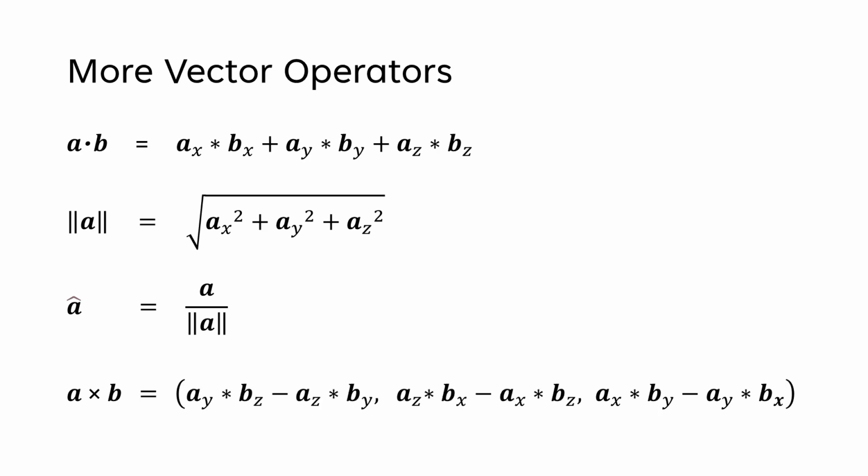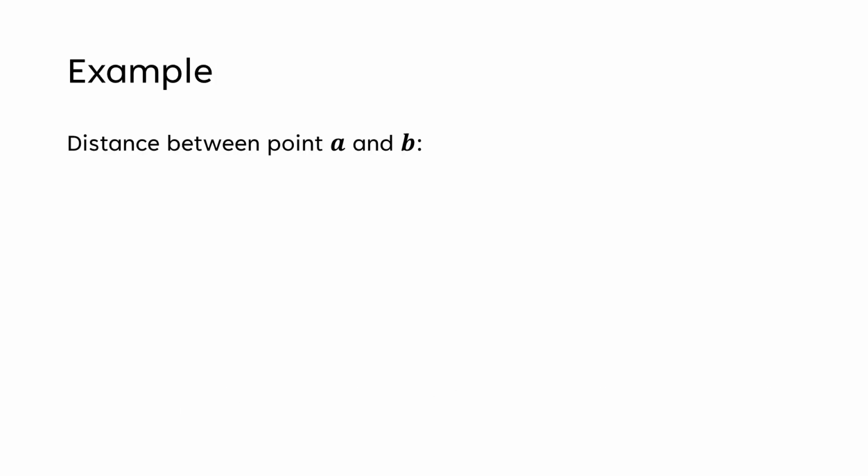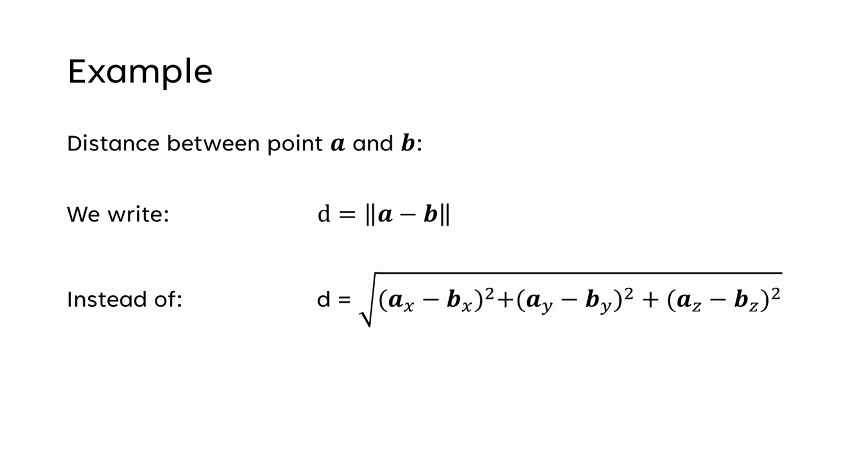If this is the first time you see this, it may seem hard. But if you use them often, you'll get used to it. And eventually it will make your math easier. For example, if we want to have the distance between 2 points, this is how we write that down. It's the magnitude of coordinate A minus coordinate B. Compare that to how we would need to write it down without these operators.